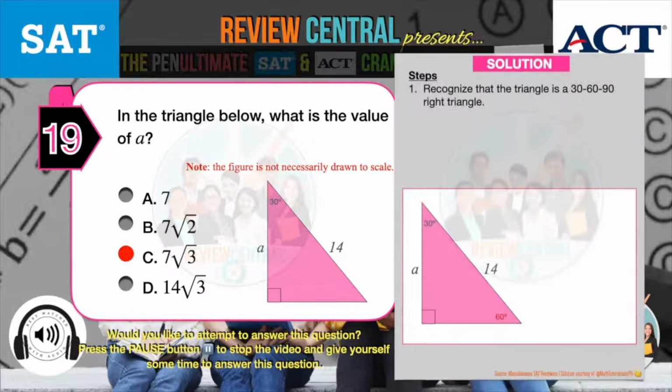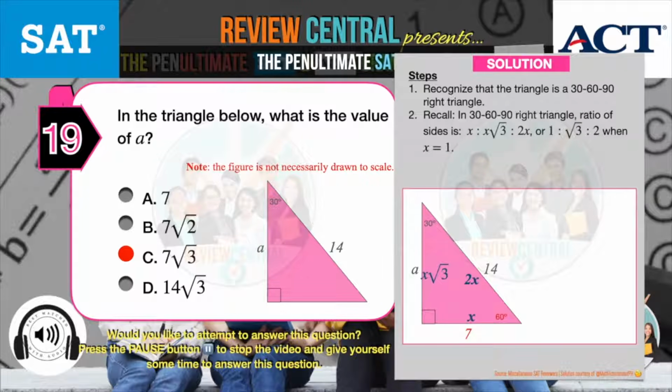Since the given triangle is a right triangle, and one of its other angles is also given to be 30 degrees, then we know that this must be a 30-60-90 right triangle. Recall that in a 30-60-90 right triangle, the ratio of the lengths of the sides is x is to x square root of 3 is to 2x, where x is the length of the shorter leg, x square root of 3 is the length of the longer leg, and 2x is the length of the hypotenuse. We often see these expressed as the ratio 1 is to square root of 3 is to 2, which is the case when x equals 1.